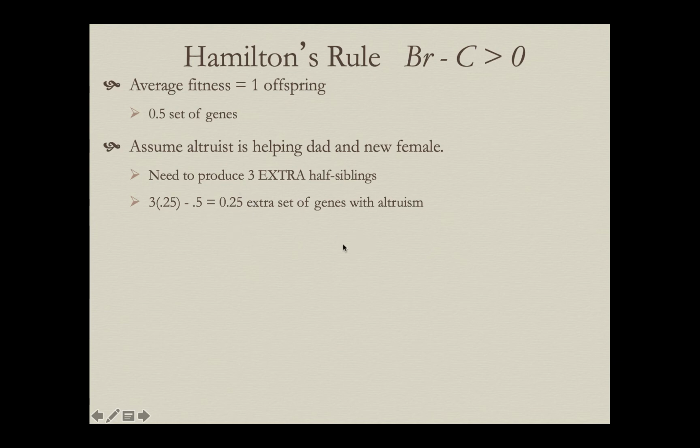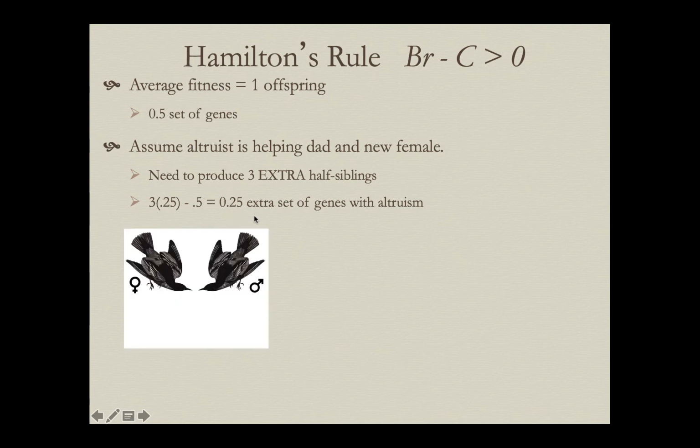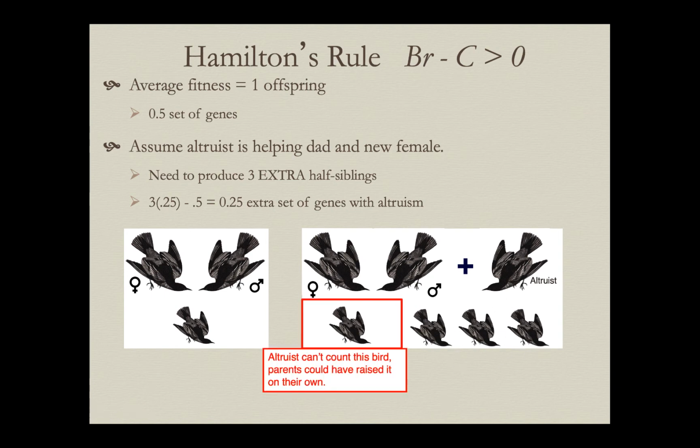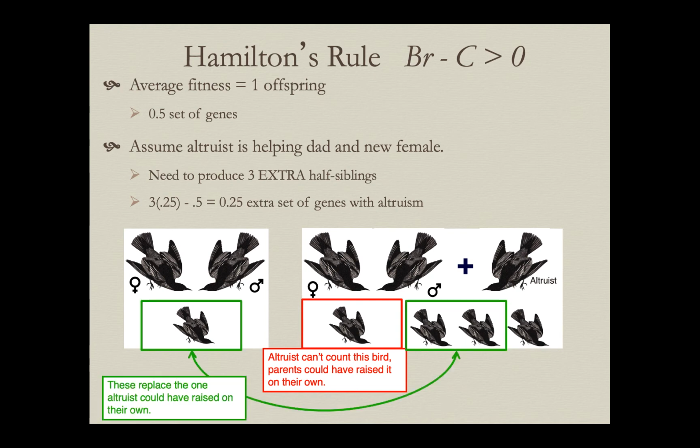It's still better than direct fitness options if you have to breed on your own and don't have your own helper. But if you do help dad with stepmom, you're only going to be getting 0.25 sets of genes through your altruistic behavior. And again, just to show you, this is what you could have done and this is what dad and stepmom could have done, but with your help, now they're producing, instead of 5, just 4. But you're producing the 3 extra. Again, you couldn't count this individual because they could have produced this on their own. These 2 individuals now count as this single individual you could have produced on your own.